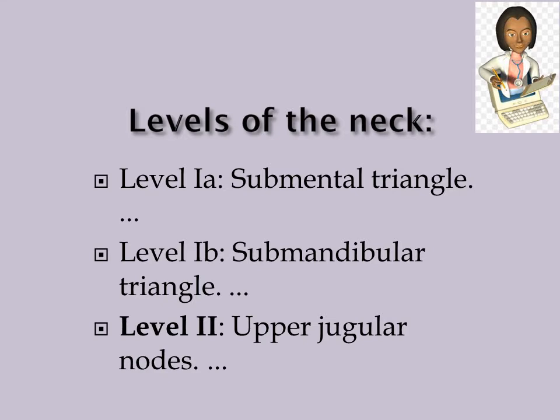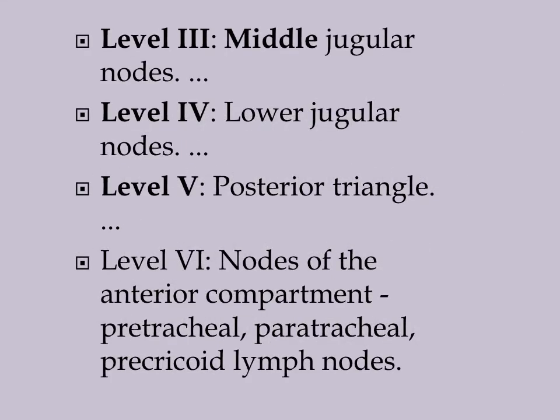What are the levels of the neck? Level 1A, Level 1B, Level 2. So the Level 1A is the submental triangle, the Level 1B, submandibular triangle, and the Level 2 or the upper jugular nodes. Level 3, middle jugular nodes. Level 4, lower jugular nodes. Level 5, posterior triangle. And level 6, nodes of the anterior compartment, the pretracheal, paratracheal, and the precricoid lymph nodes.